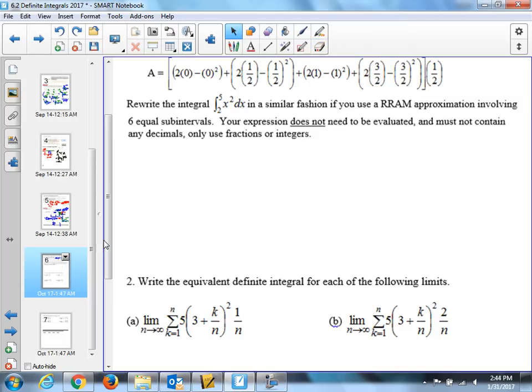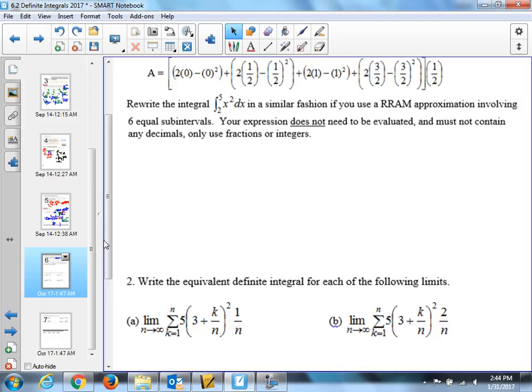Rewrite the integral from 2 to 5 of x squared dx as an integral, using our right Riemann sum, involving 6 subintervals. Don't evaluate, and don't have any decimals, only use fractions or integers, okay?